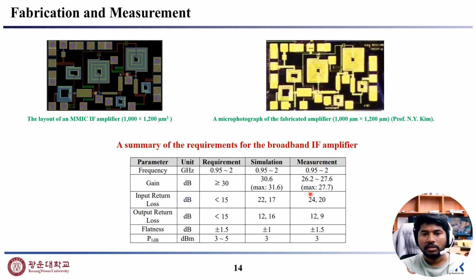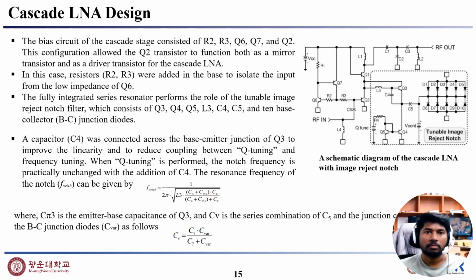And the fabrication and measurement, here you can see two fabrication layouts. One is the MMIC IF amplifier, 1000 by 1000 micrometer square, which is proposed by Professor Nam Young Kim. And here you can see a table about the requirements for a broadband IF amplifier. So frequency, gain, input return loss, output return loss, flatness, and P1dB are tabulated here. You can see from this table.